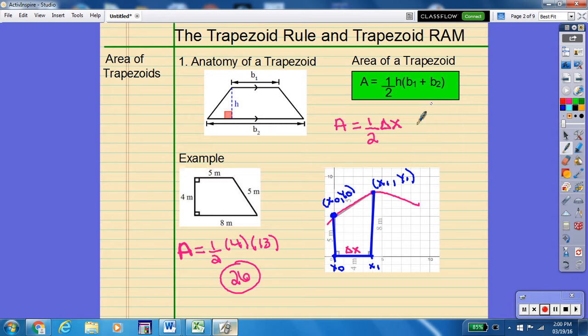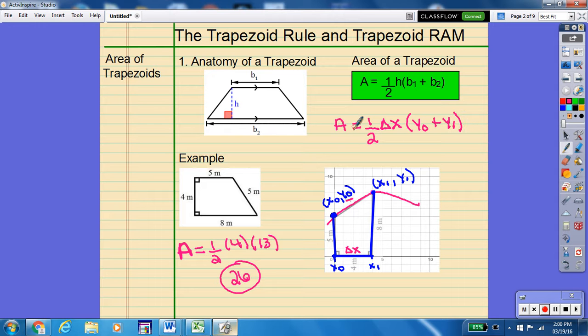And so when I go back to my formula, instead of thinking of them as bases, we need to think of them as the y values. So for the area of this trapezoid, the first base is going to be given by y sub 0. So I would put y sub 0 plus the next y, which would be y sub 1.